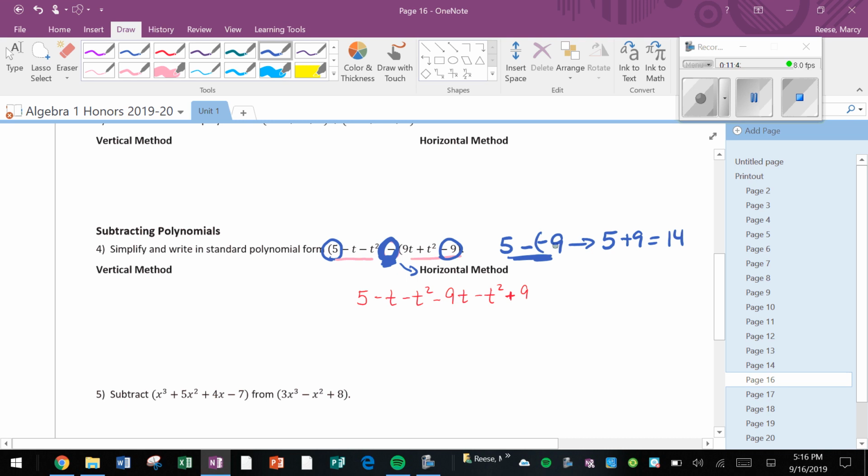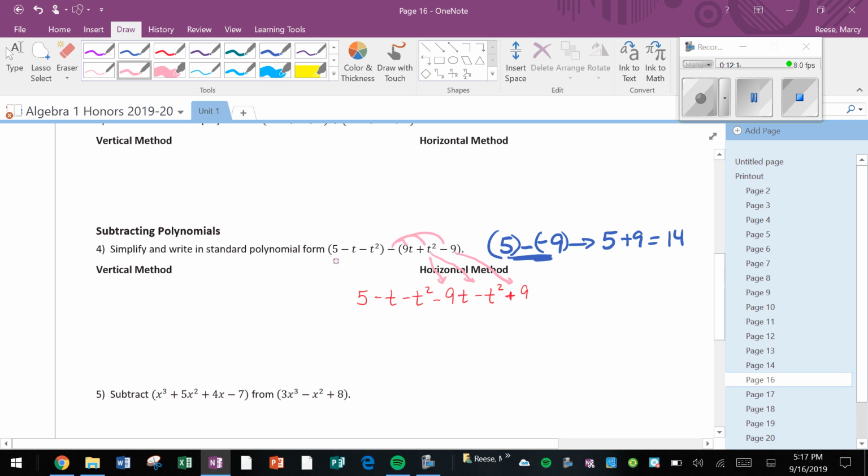Or some of you have learned 5 minus negative 9 and you think of the number line, whatever. I'm telling you, to avoid mistakes and errors that I've seen over and over again, just distribute the negative. Change every single sign inside that parentheses, and then you can take away the parentheses. So that positive 9t is now a negative, that positive t squared is now a negative, and that negative 9 is now positive, right? Every sign flipped.